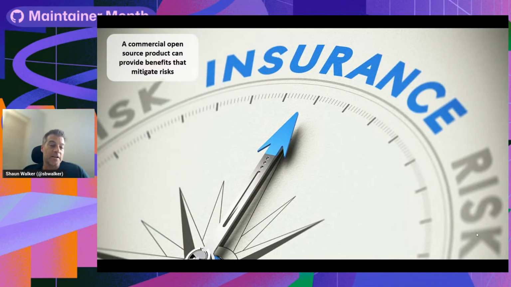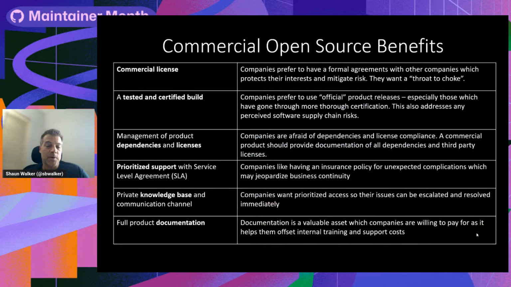So the one thing that commercial open source can do is provide benefits that mitigate some of these risks that we've just talked about. A commercial open source product can provide a traditional commercial license. And that provides an actual formal business relationship between the creator of that open source project and an individual company. Basically, a throat to choke. If something goes wrong, they have somebody to reach out to so that they can get their problem mitigated.